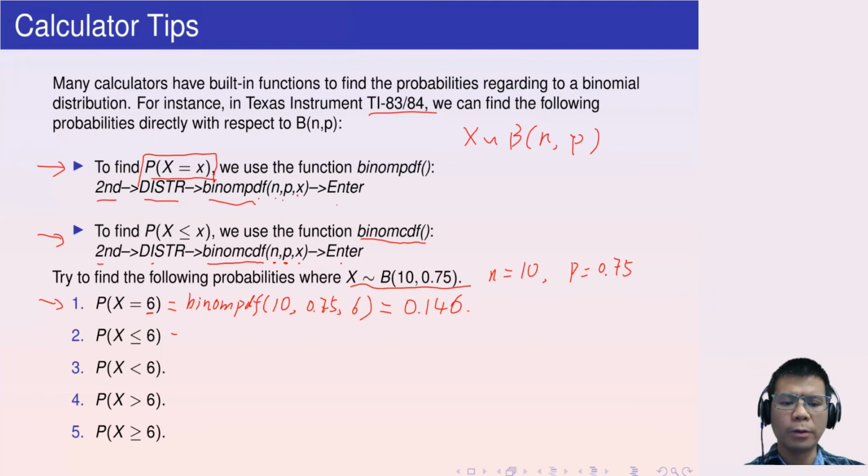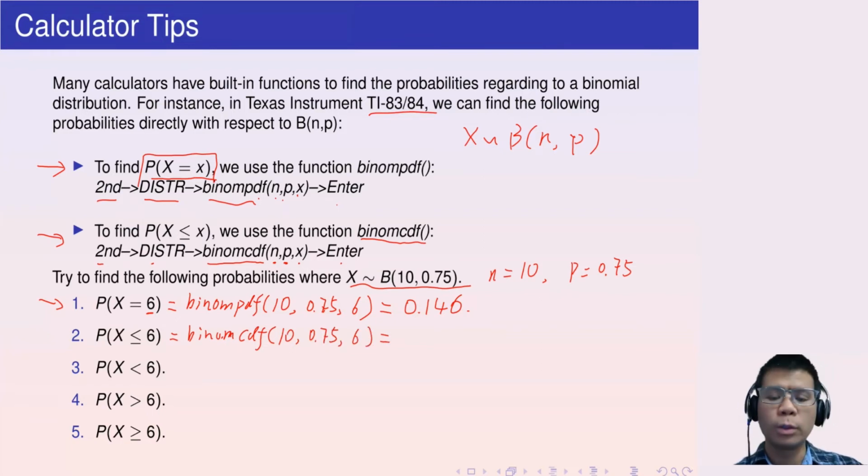Now for the second one, X less or equal than 6. We can use the calculator, but be careful, it is binomcdf, the cumulative distribution function, with 10, 0.75 and 6. And then you should get 0.224.